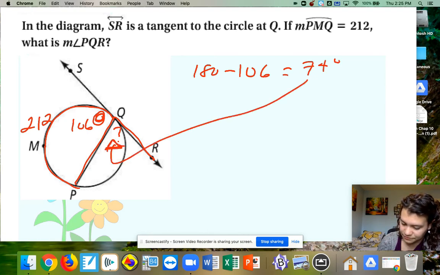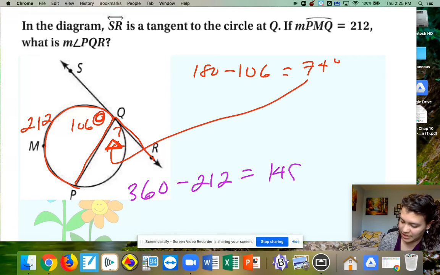Or you could subtract 212 from 360 and then divide that by 2, and that would give you the same information. So if you did 360 minus 212, you should get 148, and that would be this chunk right here. Divide by 2 to get 74.